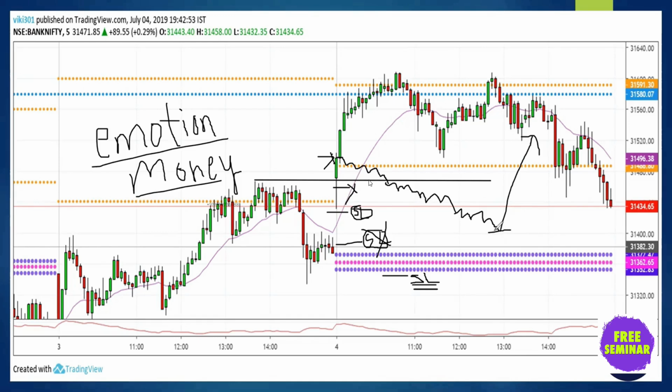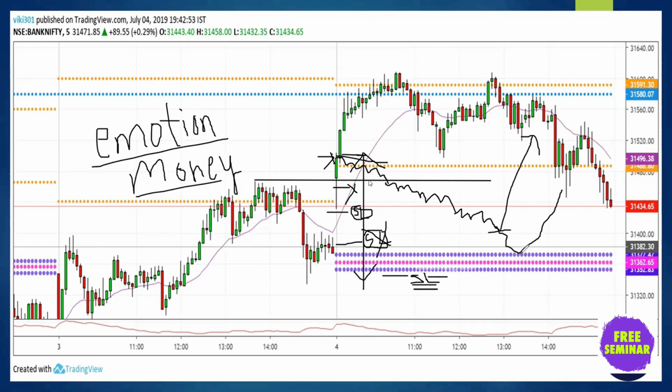They think that last time the market reversed, so let me keep my stop loss below the CPR. Last time it reversed and finally I could square off my position at break even. I didn't make a loss last time. Today also the same thing will happen. They think like that and they keep the stop loss here. Just imagine, where is your entry? Your entry price is here. Where is your stop loss? You are already taking such a huge risk.